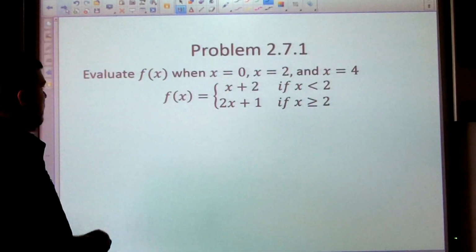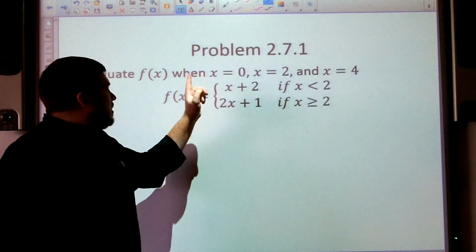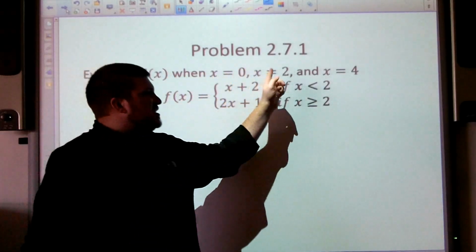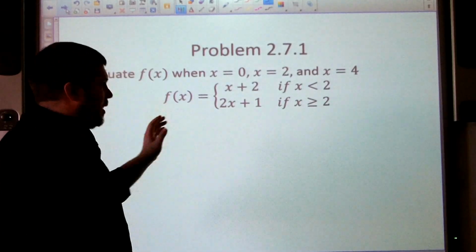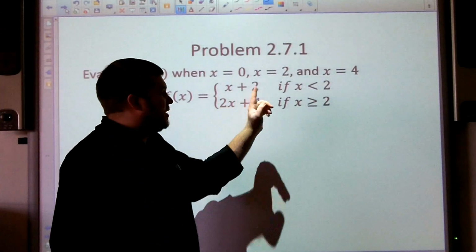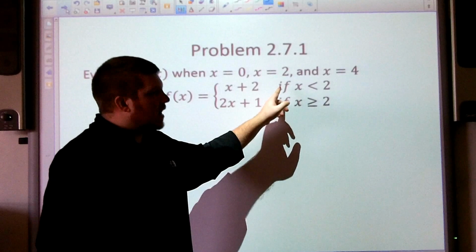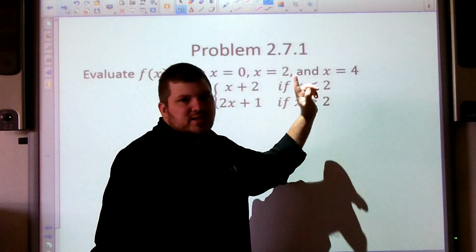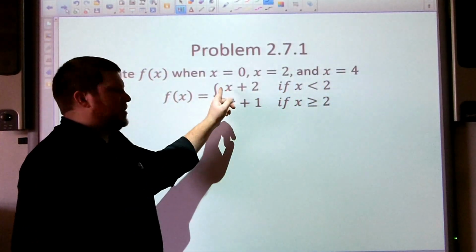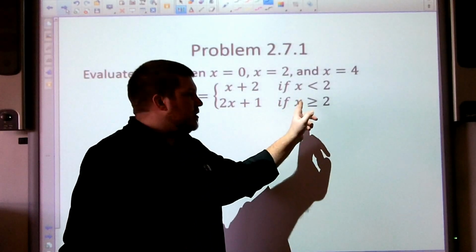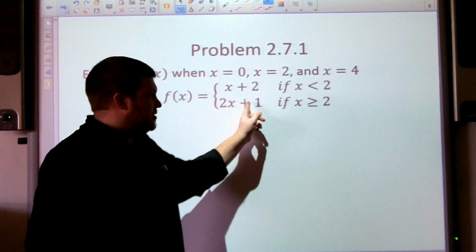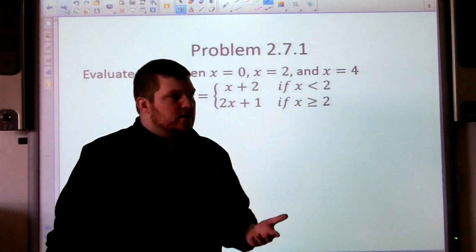So let's go ahead and look at an example. It says evaluate when x equals 0, x equals 2, and x equals 4. Okay? Now, the way we read a piecewise function is first we need to look at our domain. So notice I've got conditions over here. If x is less than 2, then I do this. I'm looking at this part of the function. If x is bigger than or equal to 2, then I do this. I use this bottom piece of the function. Okay? So it's pretty easy.